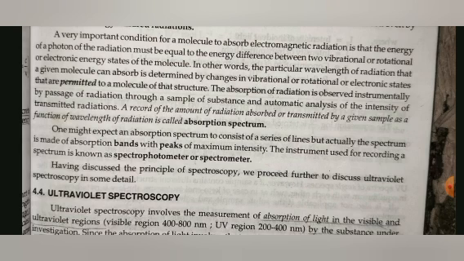The absorption of radiation is observed instrumentally by passage of radiation through a sample of the substance and automatic analysis of the intensity of transmitted radiation. A record of the amount of radiation absorbed or transmitted by a given sample as a function of wavelength of radiation is called an absorption spectrum. One might expect an absorption spectrum to consist of a series of lines, but actually the spectrum is made of absorption bands with peaks of maximum intensity. The instrument used for recording a spectrum is known as a spectrophotometer or spectrometer.